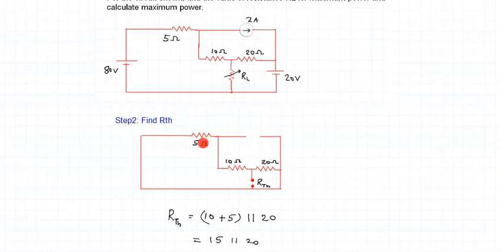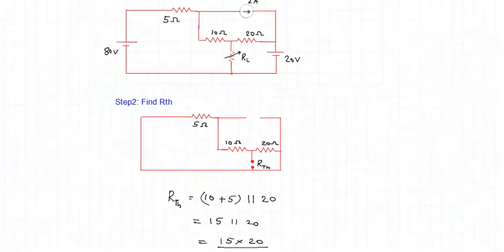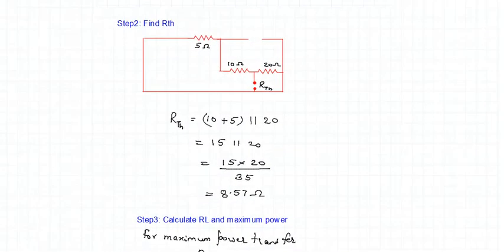These two resistances are now in series. So we can first find the series combination of these two, and then this series combination is in parallel with the 20 ohm resistance. So the RTH equation is 10 plus 5, the series combination of these two, in parallel with the 20 ohm resistance, which leads to RTH being 8.57 ohms. So we get the equivalent resistance of the network as 8.57 ohms.